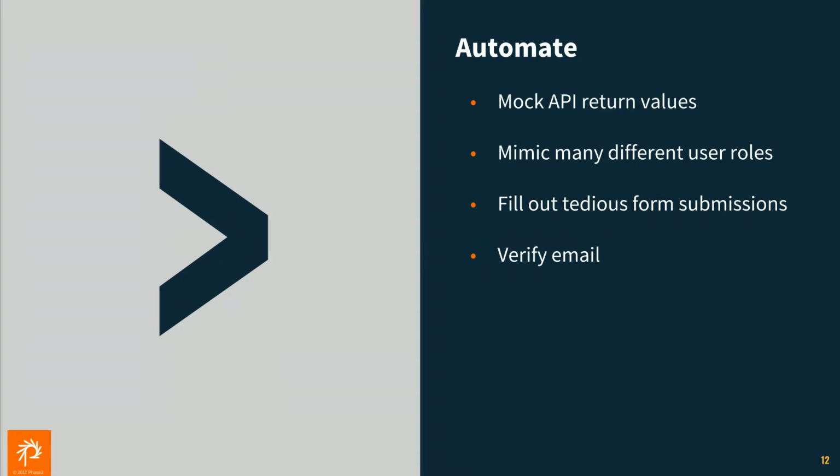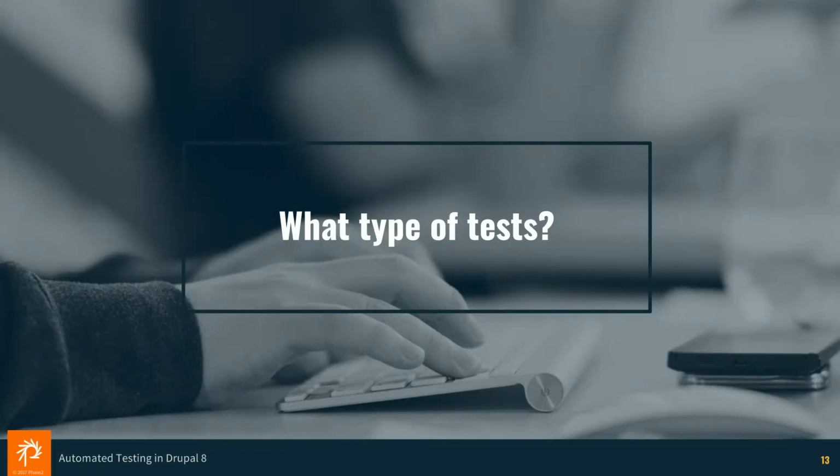I already mentioned mocking API return values, and I mentioned logging in as many different user roles. That's a huge time saver. Form submissions, email verifications, anything that you don't like doing as a developer, or anything that you don't think manual QA can completely encompass.